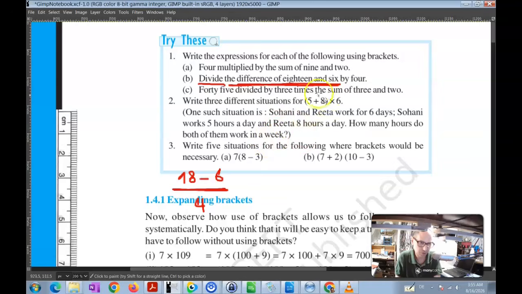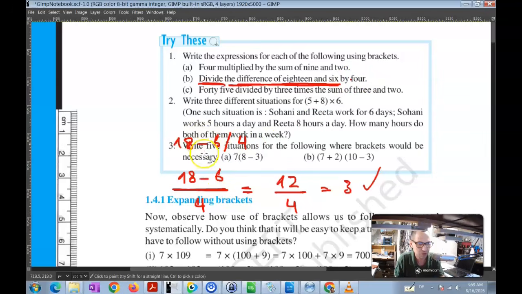Now if I wrote this, that would be something like 12 divided by 4, which is equal to 3, right? So this seems to be easy. There seems to be no problem with this. Now the problem here is that you could also write the same expression, meaning the difference of 18 and 6, which is 18 minus 6, and you want to divide this by 4. So divide by 4, right?